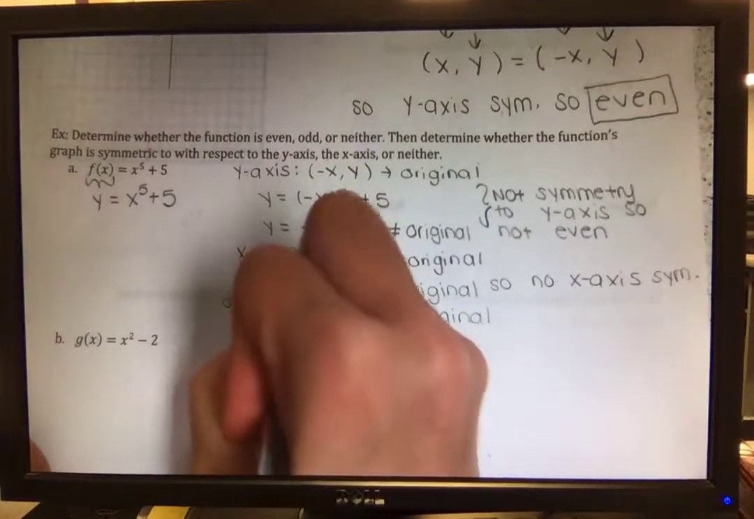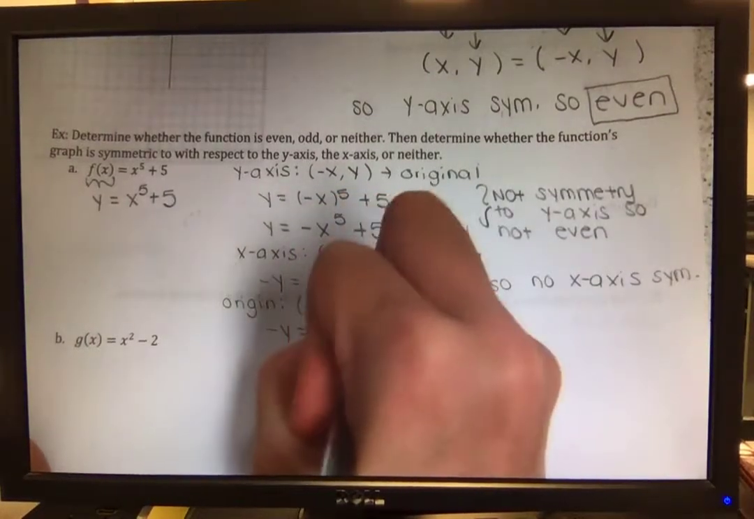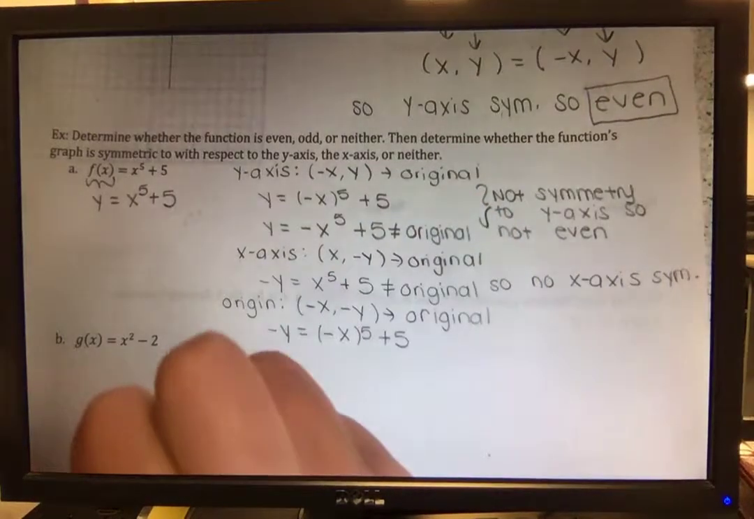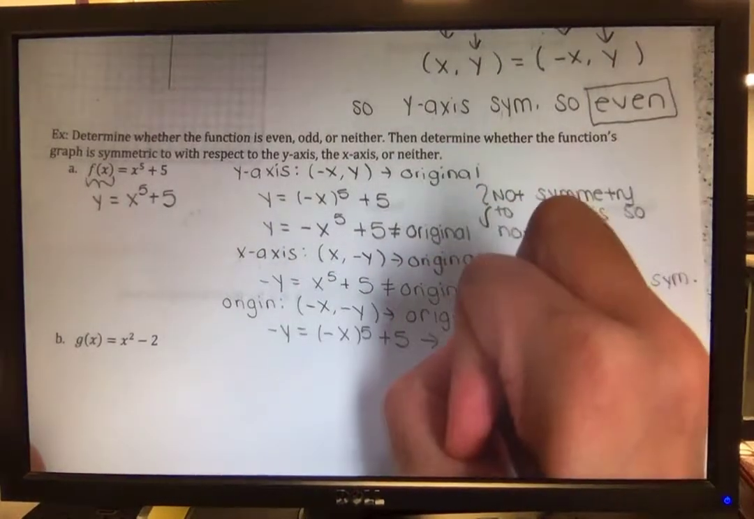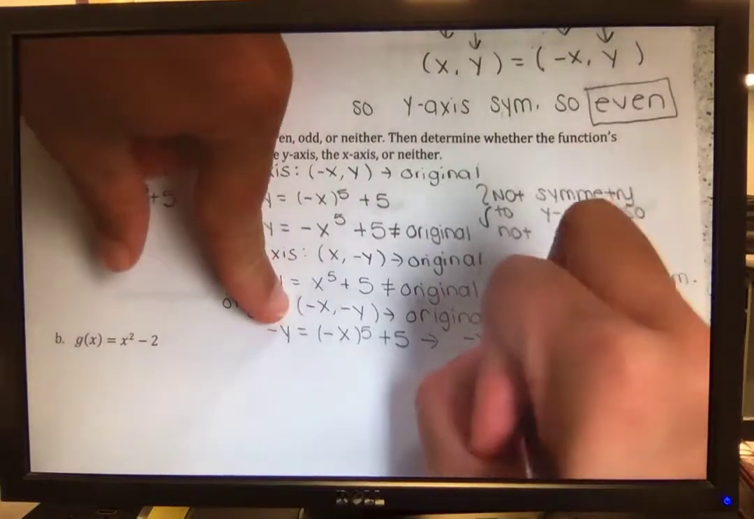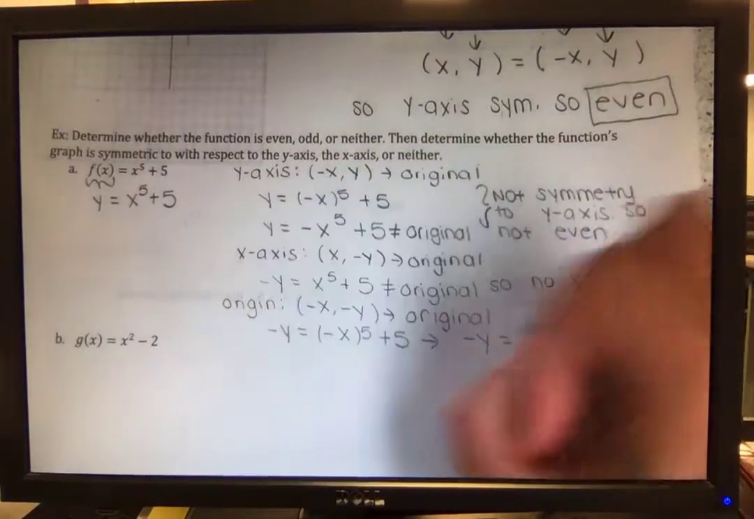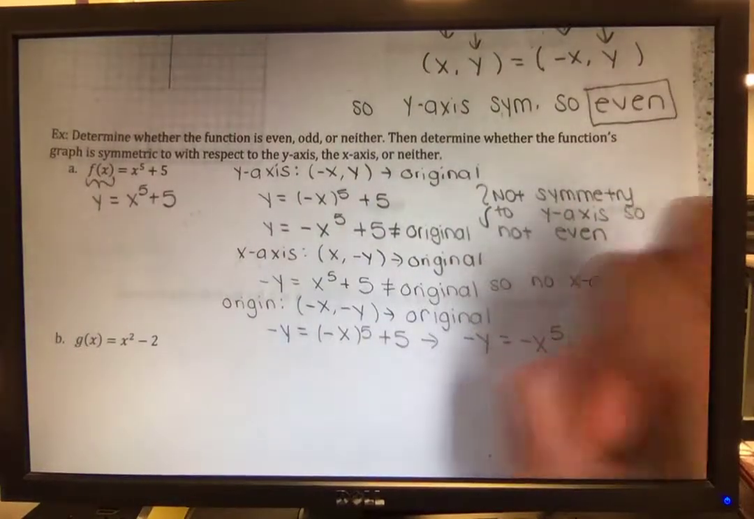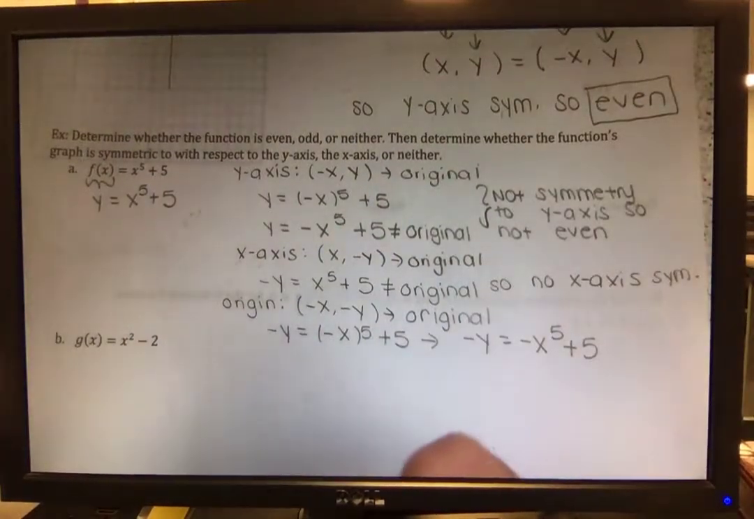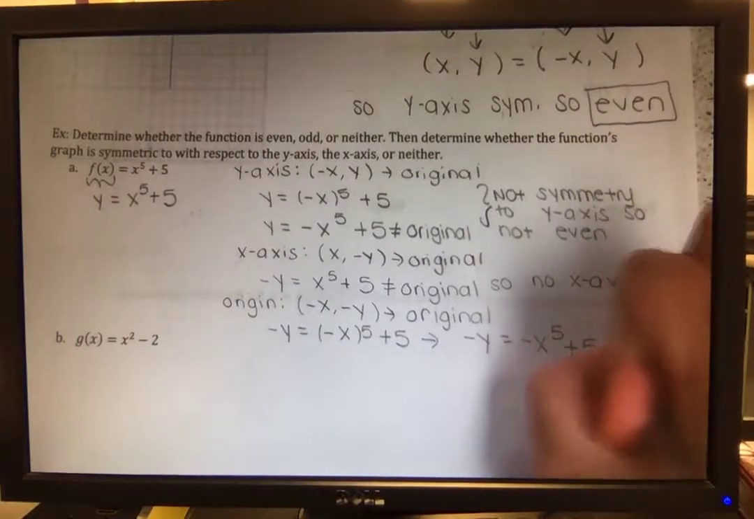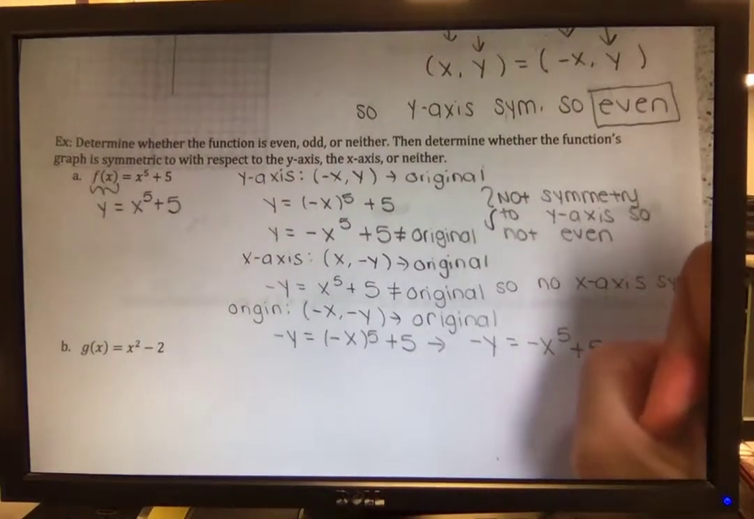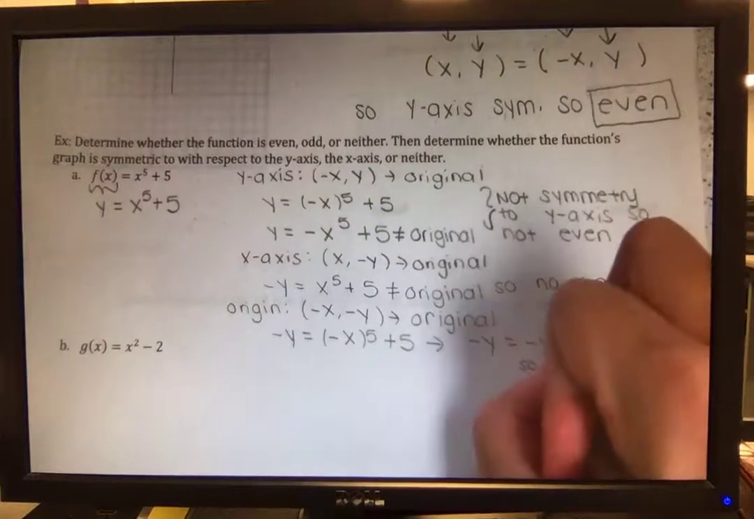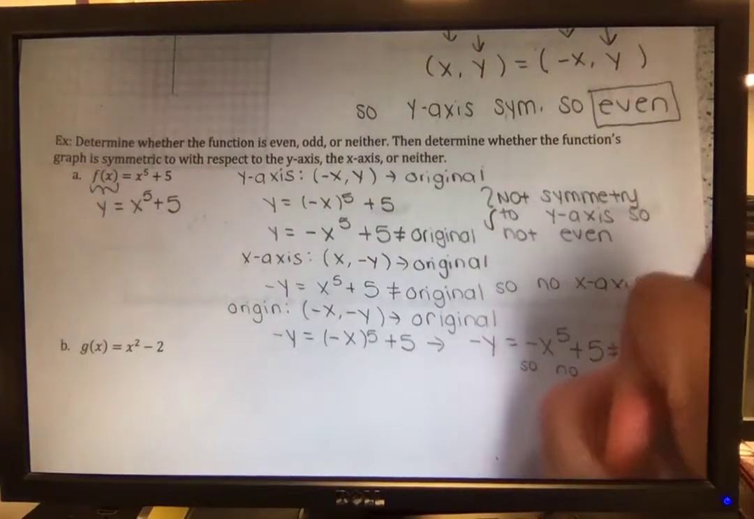We have negative y equals negative x to the 5th plus 5. We have negative y, can't do anything to get rid of that negative, equals negative x to the 5th. Like we said up here, we can't get rid of that negative either. So negative x to the 5th plus 5. I have negative y equals negative x to the 5th plus 5. I can't do anything to get rid of the negatives. This is not the original. So no origin symmetry.